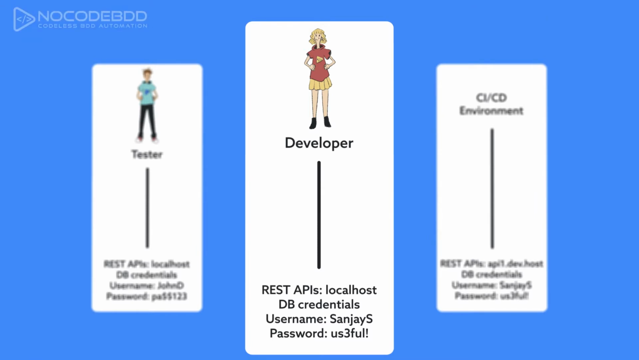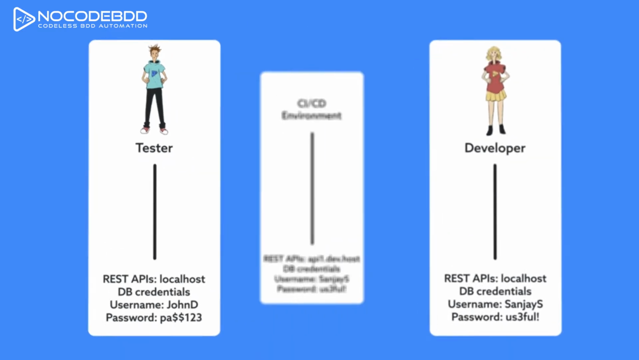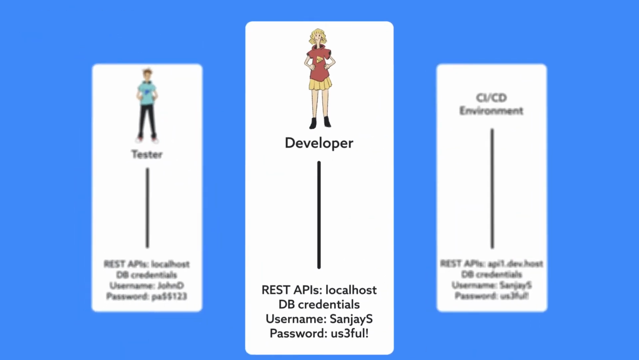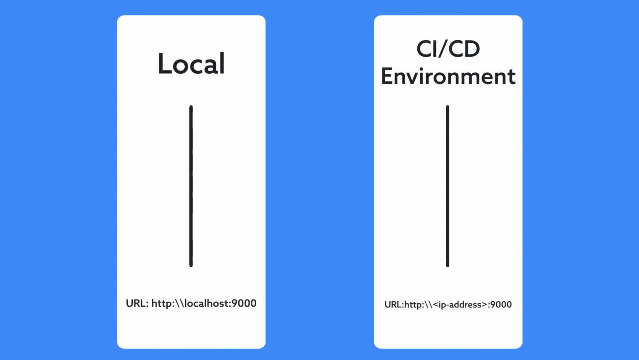However, using NoCodeBDD, managing different environments is extremely easy. In the following video, we'll show how handling different environments using NoCodeBDD can be achieved through the click of a button. We'll define a scenario that checks values in a website. We'll show how you can define URL values for two different environments, local and CI/CD, instead of hard-coding it.